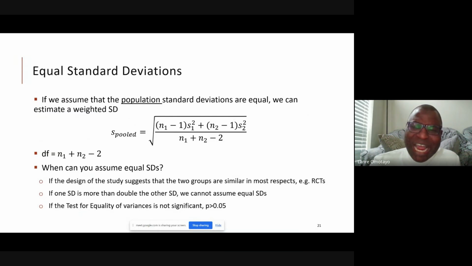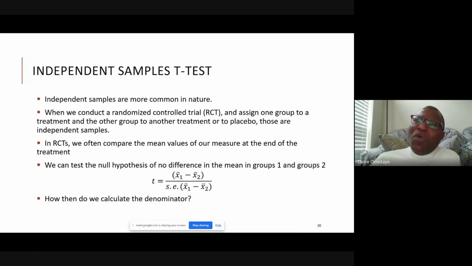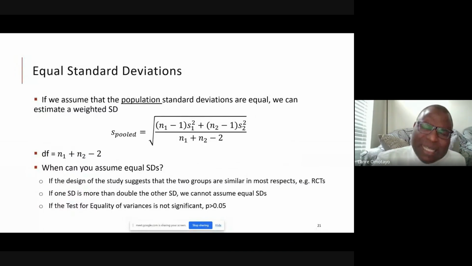Remember that the people who are in placebo would have their own standard error. The people who are in medication will have their own standard error, which is not necessarily the same. So the pooled standard error, which is essentially a standard error of the difference between them, is what we would use in this situation.